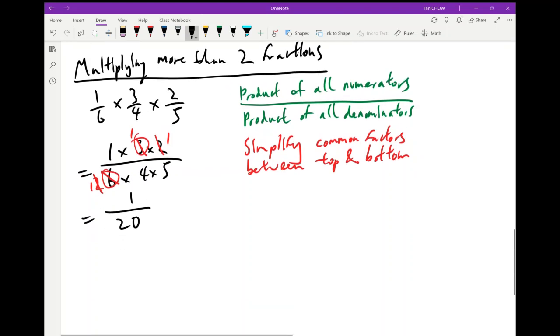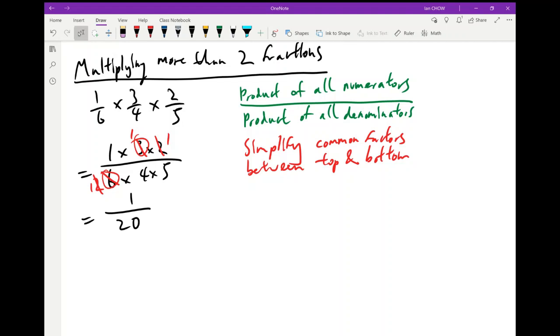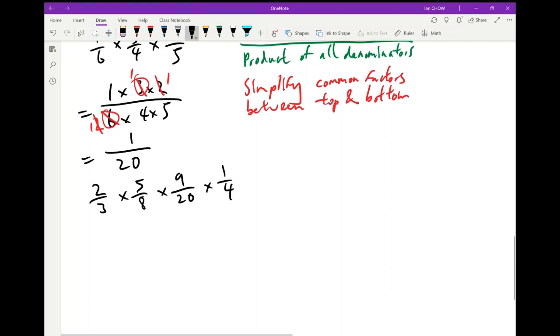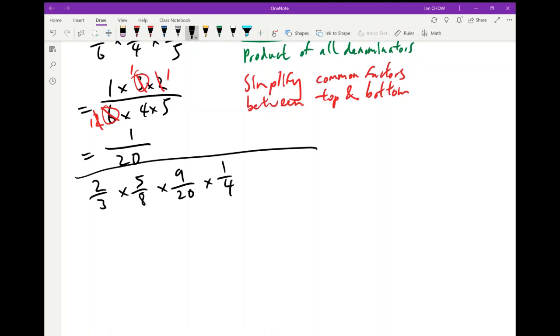Now it's the same if we have 4 fractions. It's still the same. So for example, if we have 2/3 times 5/8 times 9 over 20 times, let's do one more, times 1/4. 4 fractions. Now what I can do for this one is we can just put them all together. That's the same as 2 times 5 times 9 times 1. I would leave that 1 there just to be safe. And then we have 3 times 8 times 20 times 4.